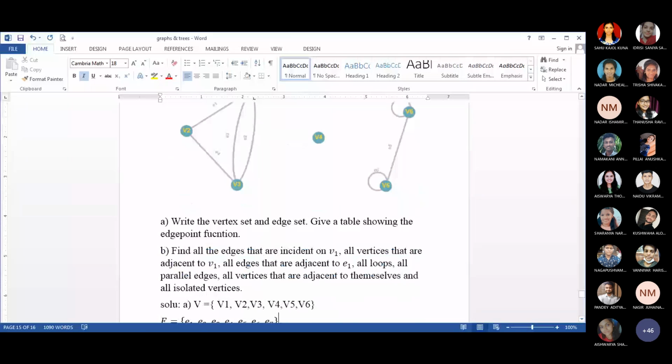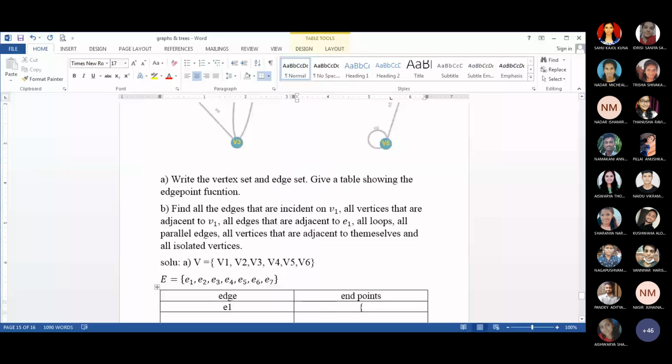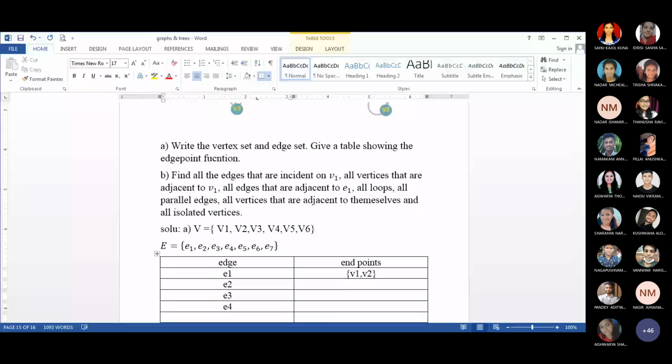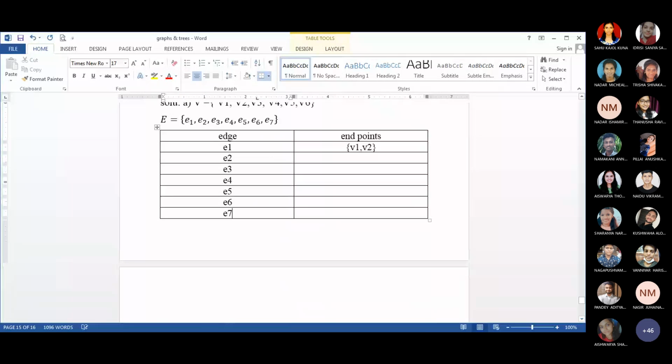So मेरा edge है E1, तो उसका जो end point आएगा that will be V1 V2. This is what is my endpoint function. Okay, E1 is an edge between V1 and V2. So this is what I have to make in this table. Like this, I have to do for all the edges. We have 7 edges, so for all the 7 edges, we have to write down the endpoints.